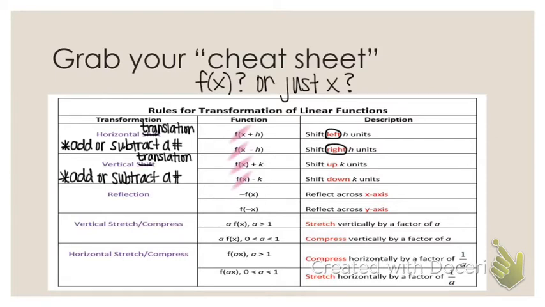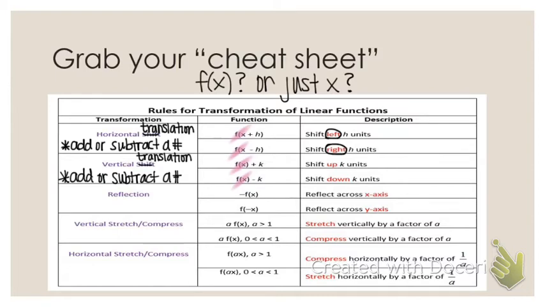Now, look at this one. Plus k. Are they adding k to f of x or just x? Just to f of x, right? They're not in the parentheses this time. They're outside the parentheses. So this time they're adding a number to f of x, which makes this a vertical translation.